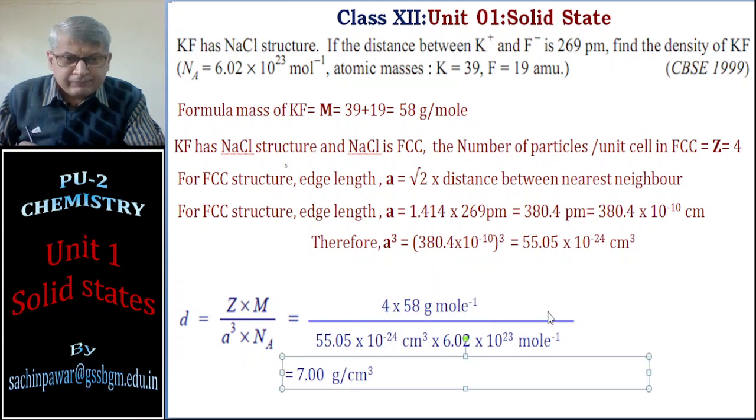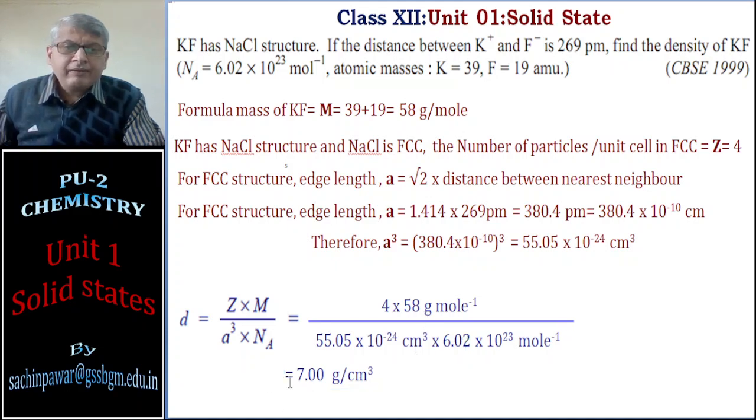So if you just cancel per mole, the unit will become grams per cm cube, and the answer comes out to be 7 grams per cm cube. This is the answer. This is problem number 1. Let's quickly move on to the next problem.